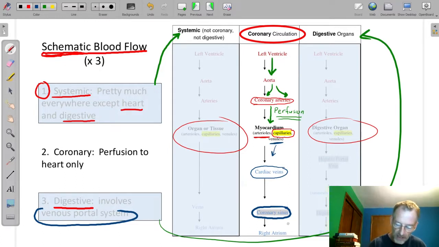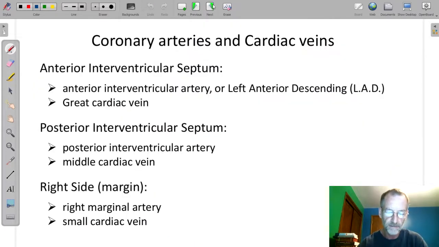So it heads back to the right atrium, and you know the circulation from the right atrium. However it gets to the right atrium, the next place it's going is to the right ventricle. After the right ventricle, it's going to the lungs. So that's the basic picture for coronary circulation. There's not a lot of new material here other than perhaps coronary arteries and cardiac veins. And that's what we're going to be looking at in the next series of slides, this circulatory system for the heart. So let's go to the next slide.